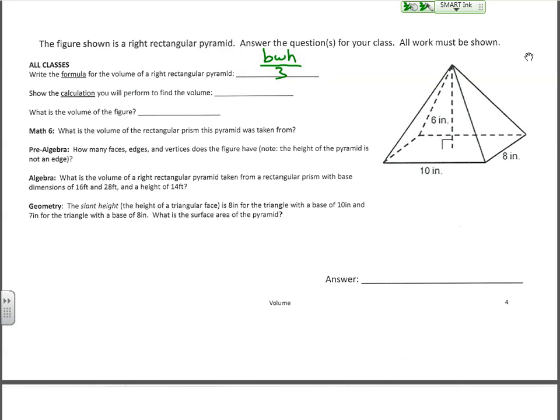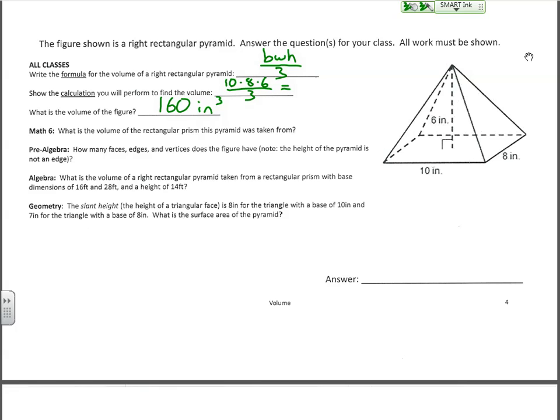So for this particular pyramid, the base being 10, the width being 8, and the height being 6, we divide that by 3 to get 480 divided by 3, or 48 divided by 3 and tack the 0 back on? Anybody? 160. 160 cubic inches for the volume.